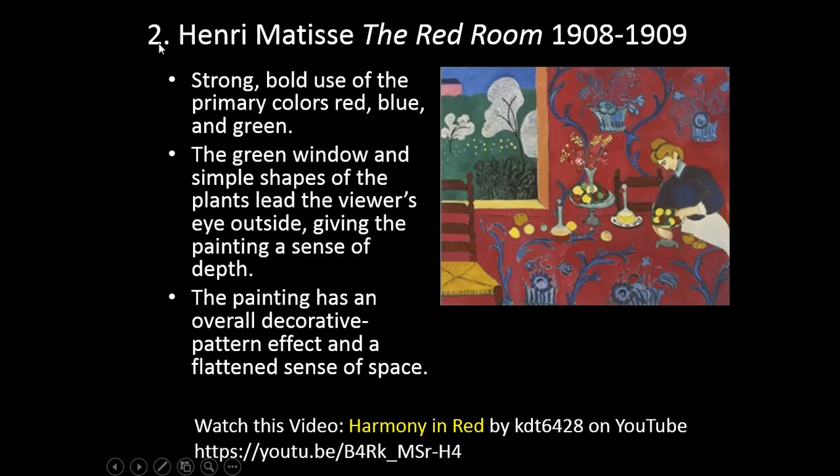So question number 2 in our second image here is also by Henri Matisse. It's called The Red Room. It was painted from 1908 to 1909. Notice the strong, bold use of primary colors, red, blue, and green. The green window and simple shapes of the plants lead the viewer's eye outside, giving the painting a sense of depth. The painting has an overall decorative pattern effect and a flattened sense of space. If you'd like to learn more about this image, watch this video, Harmony in Red.